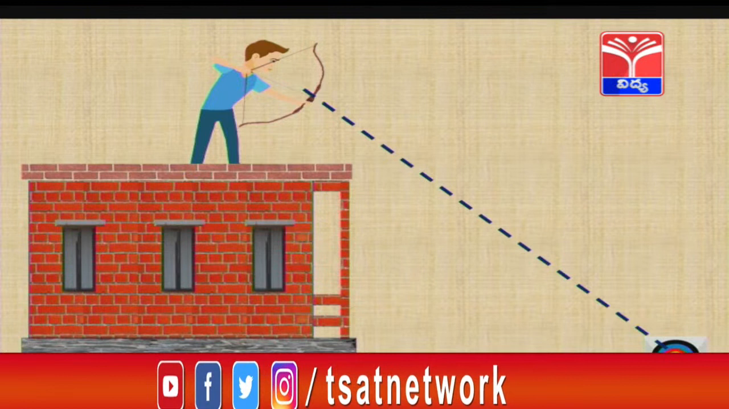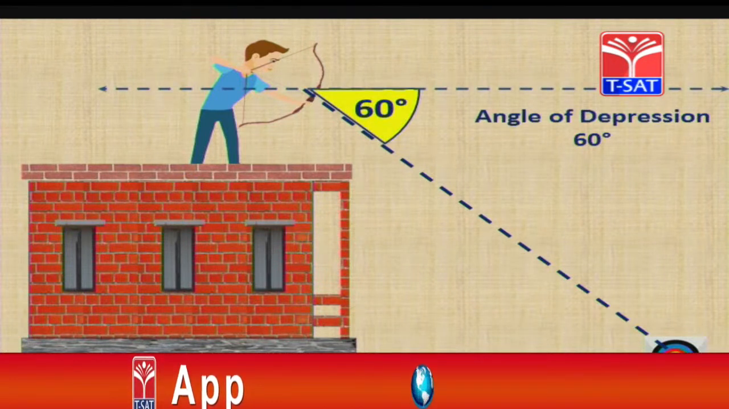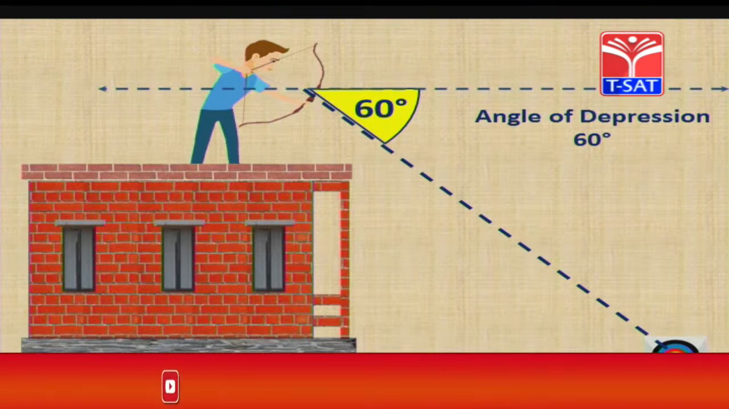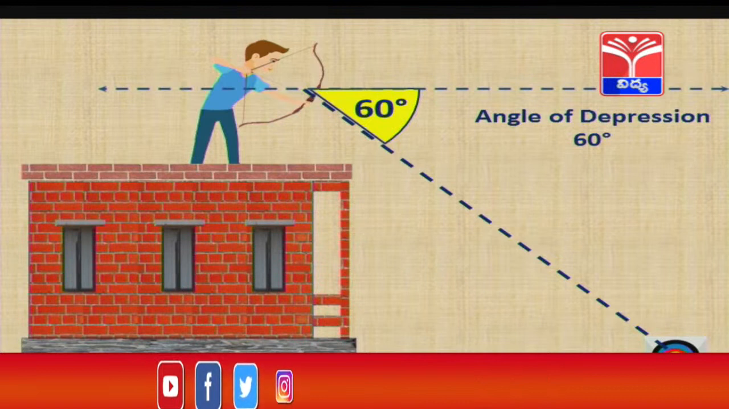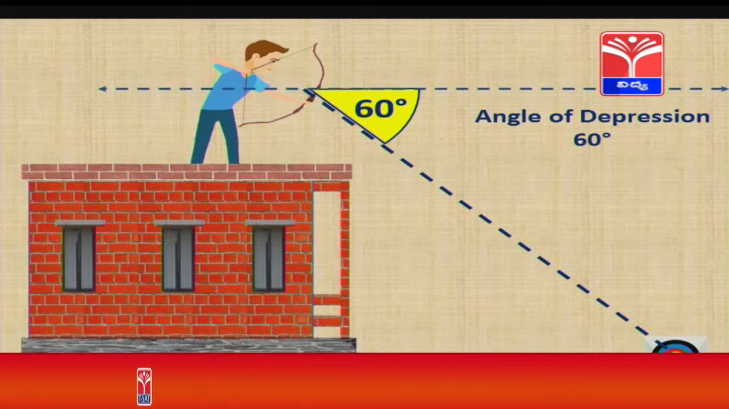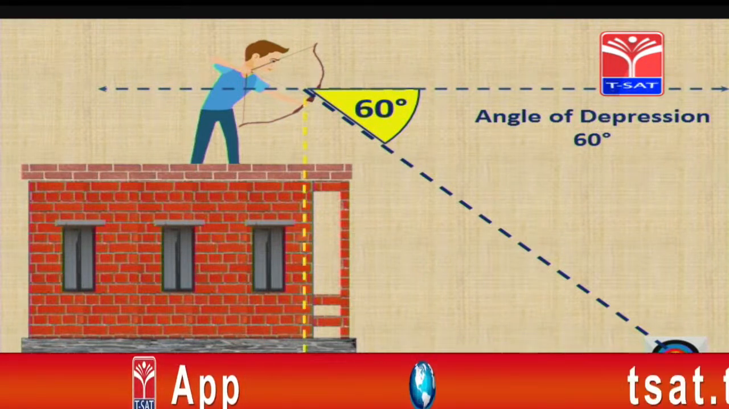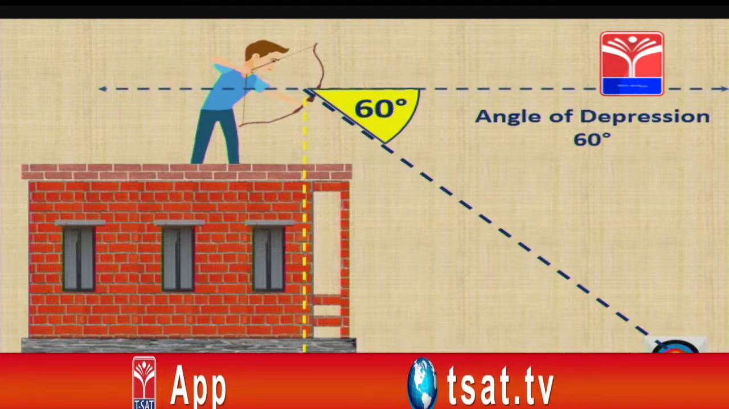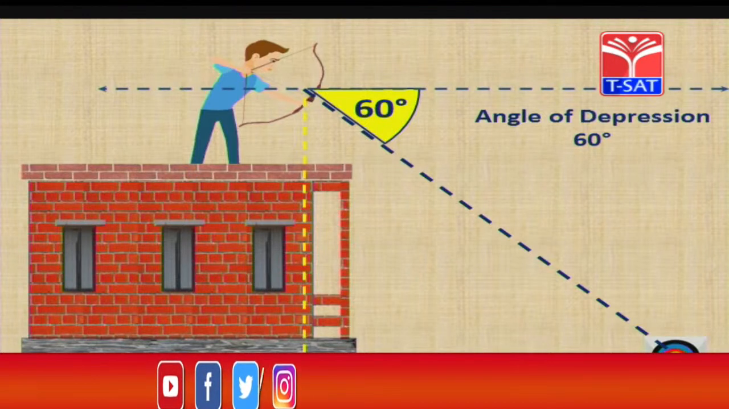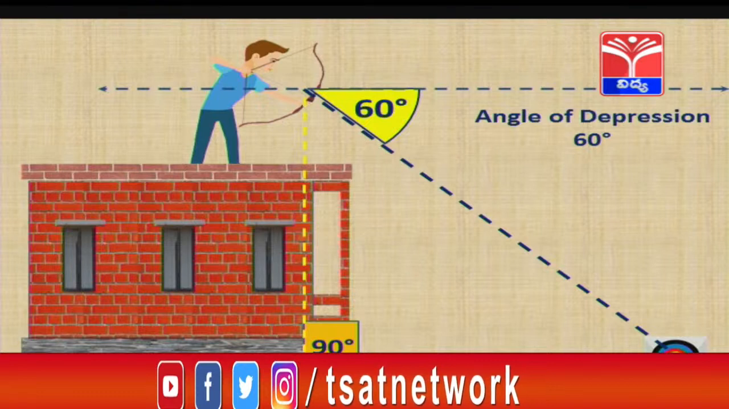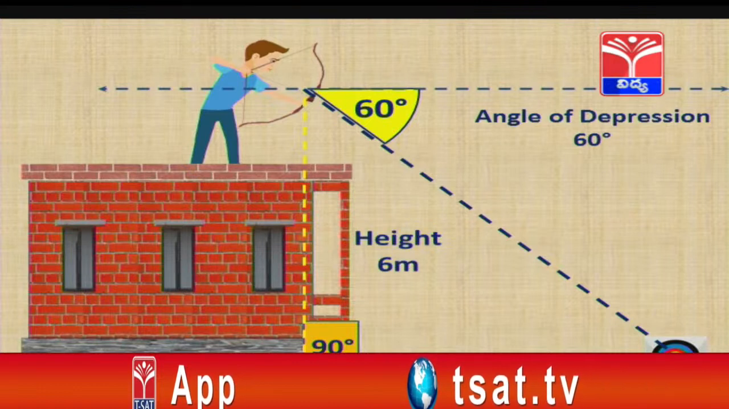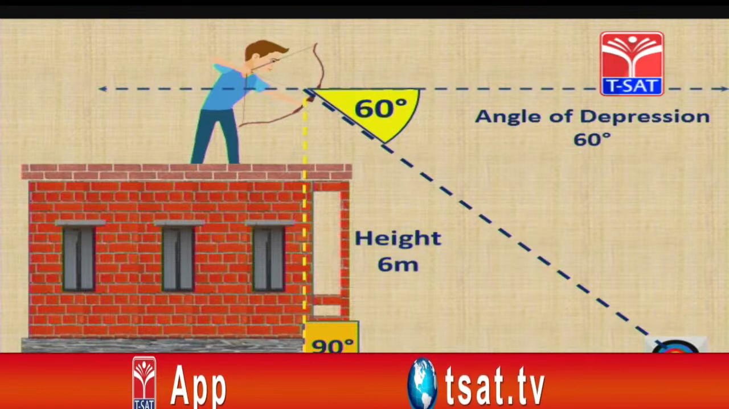Now, what is the height at which the person is standing? This is going to give us the angle of depression, because at what angle he is bending the arrow to shoot the target. So the horizontal and the line of his shooting arrow, the angle between them is how much here? 60 degrees. Are you clear? Now we are able to see the vertical line as well as the horizontal line, which give us the height as well as the horizontal distance from the foot of the building to the target. Both are perpendicular to each other, that means the angle between them is how much? 90 degrees. Now, what is the height at which the person is standing? It is 6 meters, right?